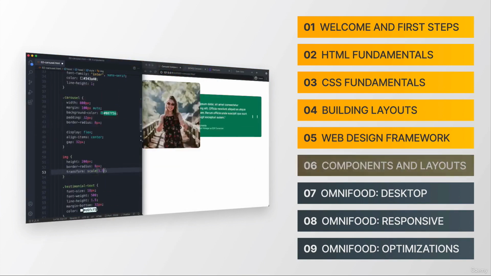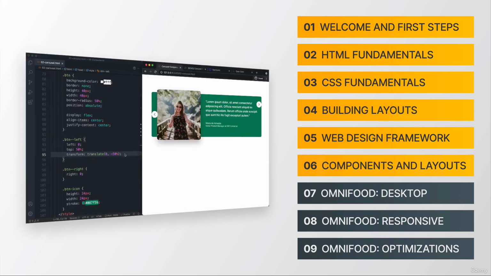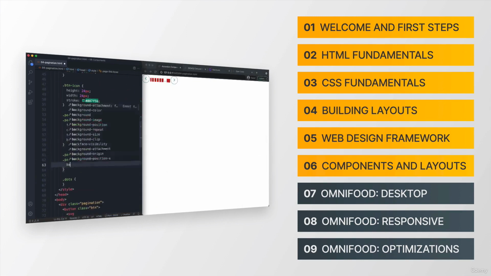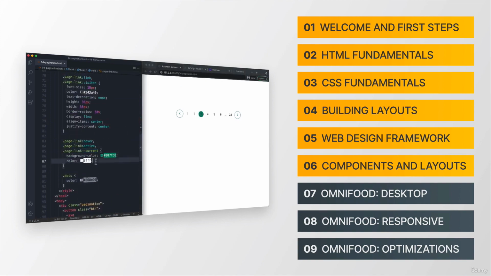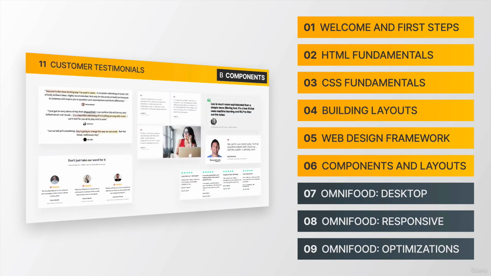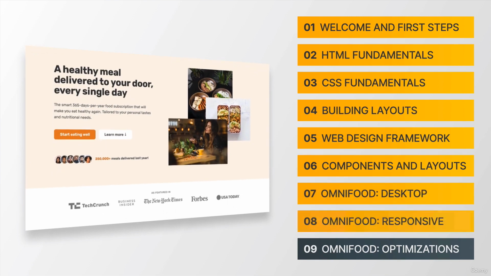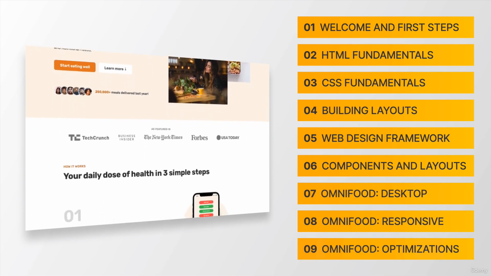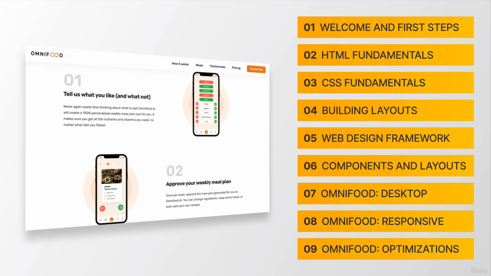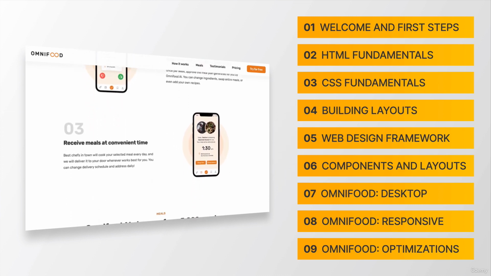Next up is section 6, where we will learn all about common website components and common layout patterns that many websites out there use, so that then you can build your own websites in the future using these patterns too. And we will do this by looking at a ton of examples and also by building some components with HTML and CSS ourselves. Finally, sections 7, 8, and 9 are all about building our big course project, which is called Omnifood. So here we will finally build that beautiful, responsive, and real-world website that this course is all about.